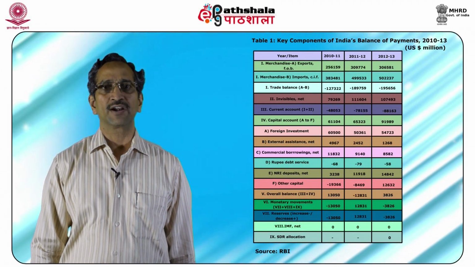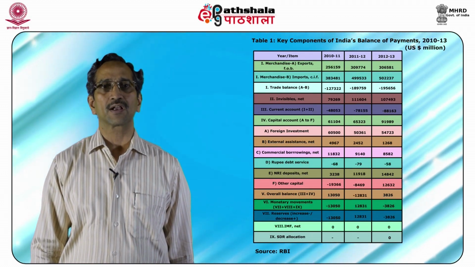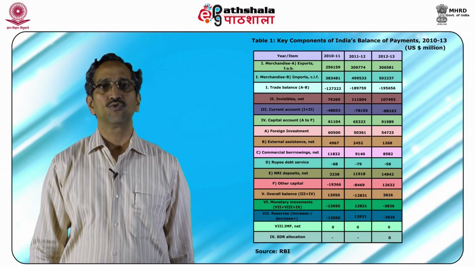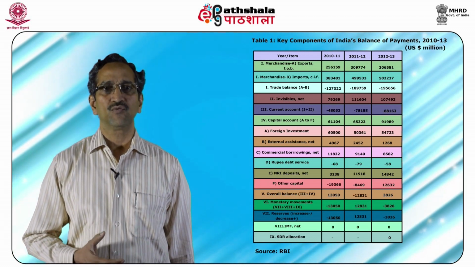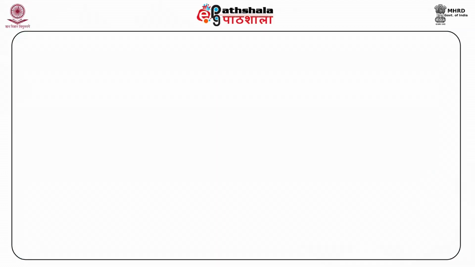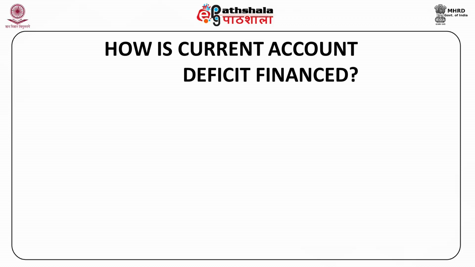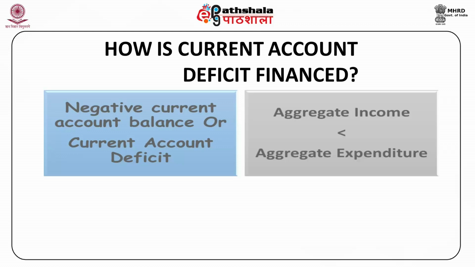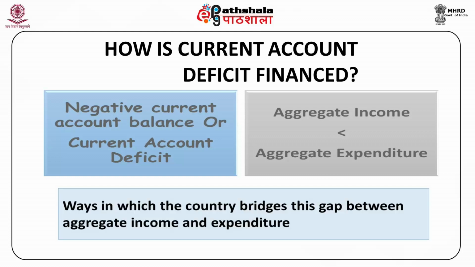Now that we have understood the working of balance of payment account, let us know the options available for a country to finance its current account deficit, which is our item 3 in the table. Another question that we need to ask is, how is current account deficit financed? We have seen that a country has a negative current account balance or current account deficit when its aggregate income is less than its aggregate expenditure. The problem of financing the current account deficit essentially refers to the ways in which the country bridges this gap between aggregate income and expenditure.